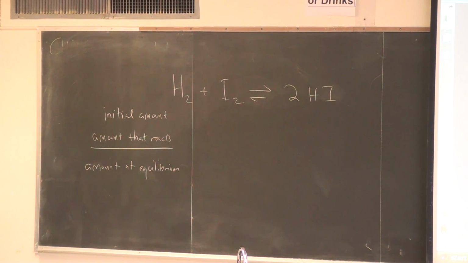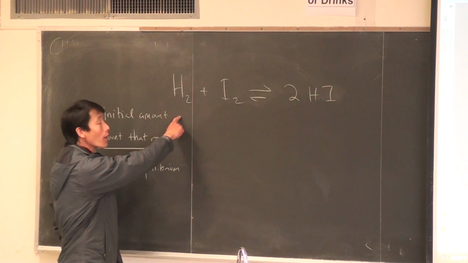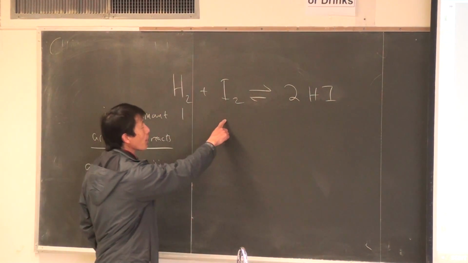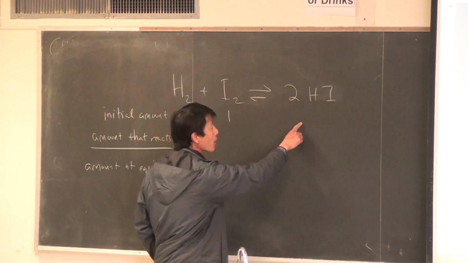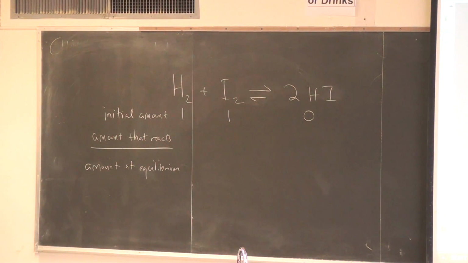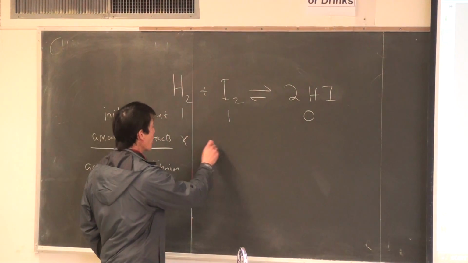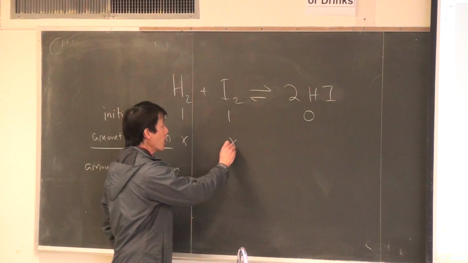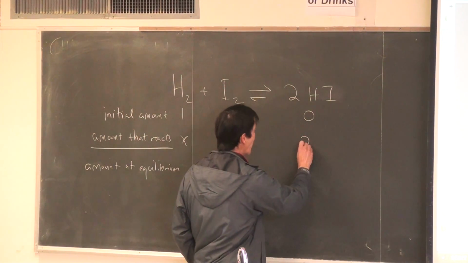Okay, so on the board, we have the balanced chemical equation. We've set up the initial amount, the amount that reacts, and the amount at equilibrium. So for our initial amount of H2, what should we put in here? Okay, 1, and here, 1. And what out here? 0. Okay. And on the second line, the amount that reacts, x. And what out here? Why is it 2x?